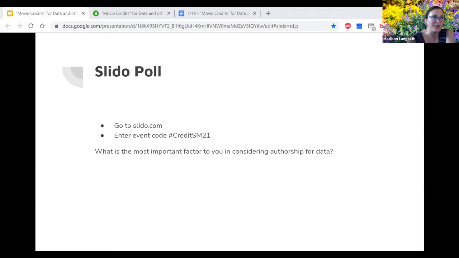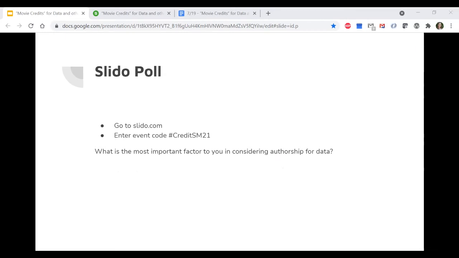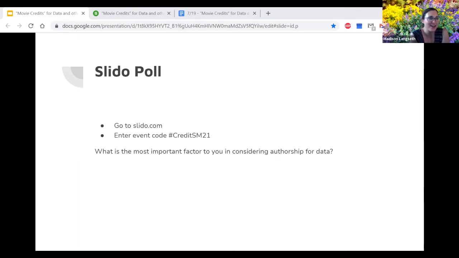Okay, before we go further, I want to pause for another Slido poll. And this is just a free text response, but what is the most important factor to you in considering authorship for data? So I just want to get our brains thinking down this path on authorship for data. So I'm going to give you a few minutes to think about that and jot down a response in the Slido poll.